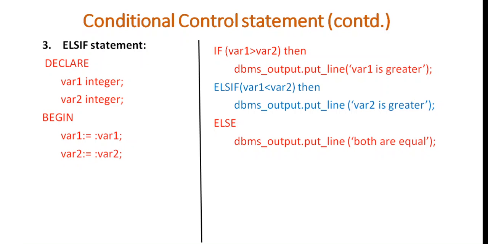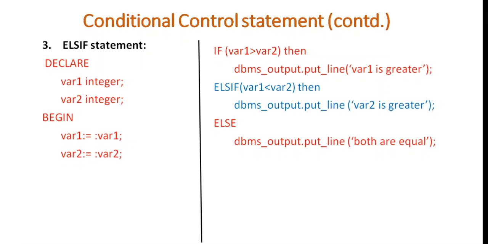I have written code that if variable 1 is greater than variable 2, then variable 1 is greater. Now here we don't want to check two conditions, we want to check three conditions. That's why we are using the else if statement. So if variable 1 is greater than variable 2, then display variable 1 is greater. Else if variable 1 is less than variable 2, then display variable 2 is greater.